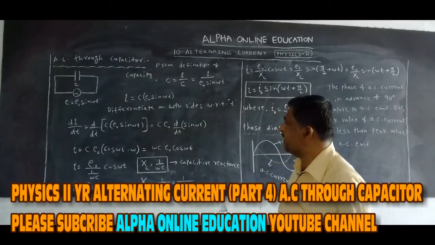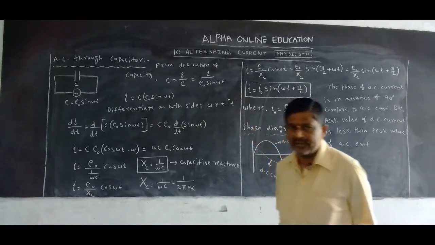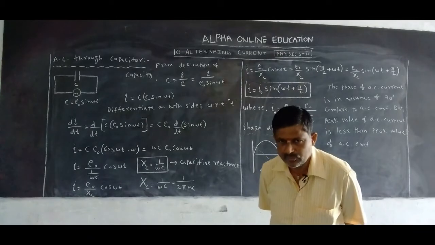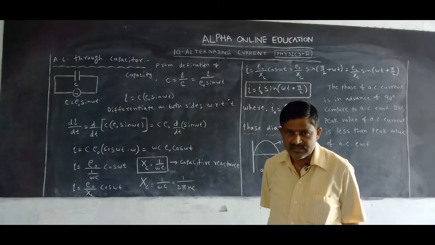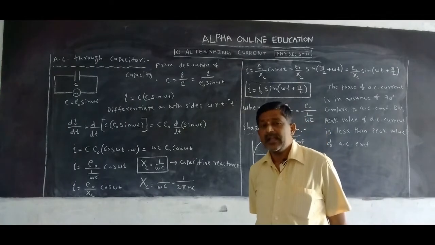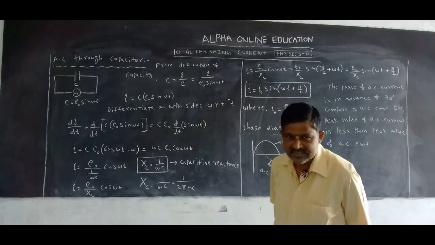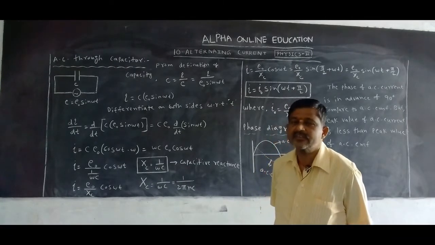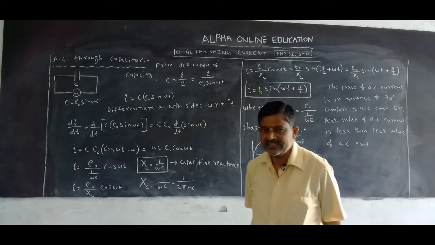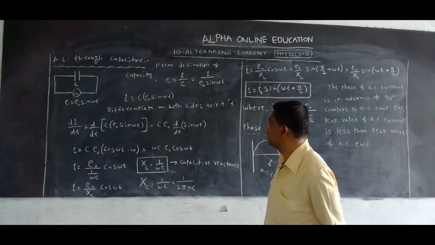Now the topic is AC through capacitor. When the generator which gives AC EMF is connected to the capacitor, how much current passes through it, and what is the phase difference between AC current and AC EMF? That we will discuss in this article.